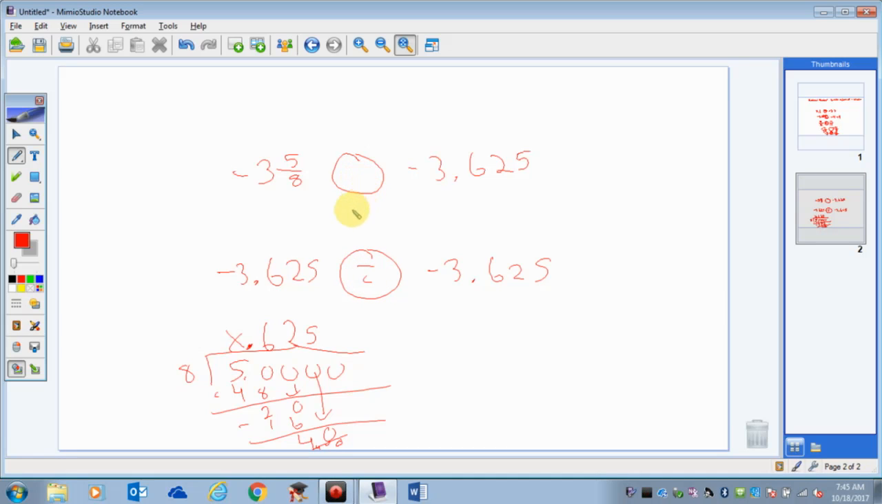And then we come back up here to the main problem. And this mixed number is equivalent to this decimal. So these are equal. They're the same thing. This just has it written in fraction form. This has it written in decimal form.